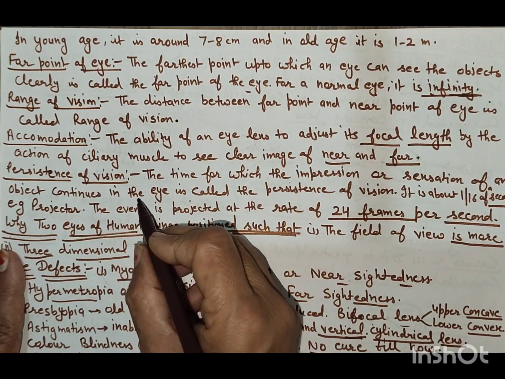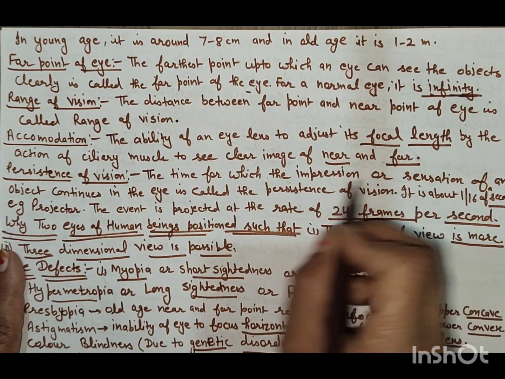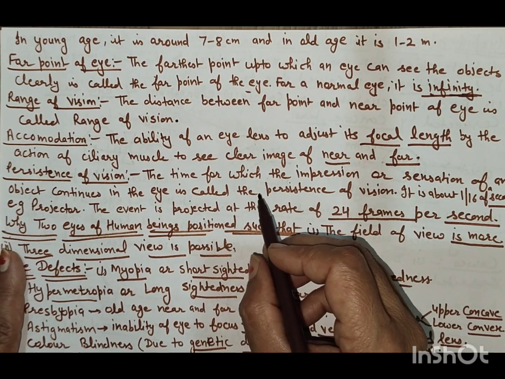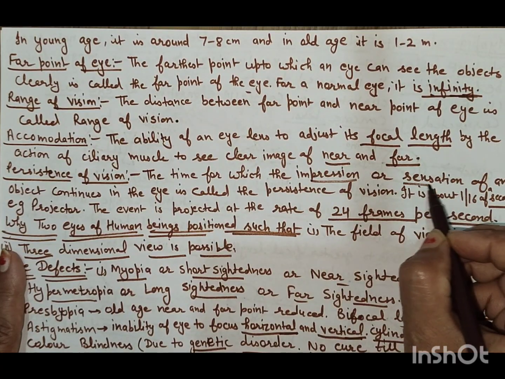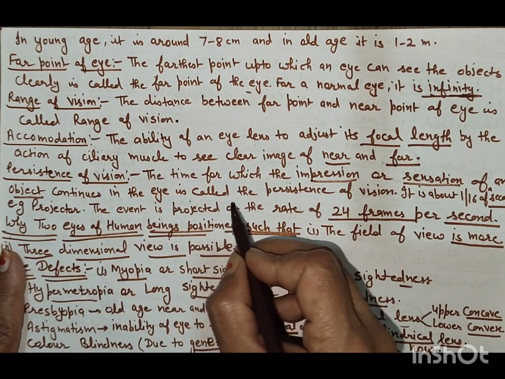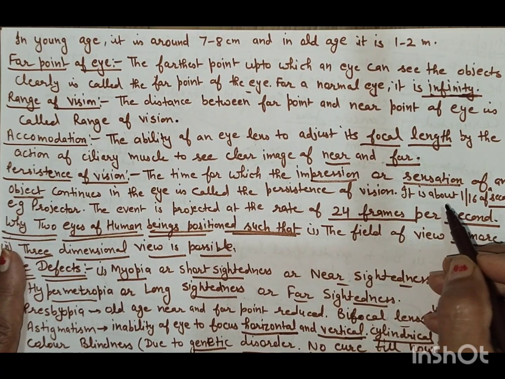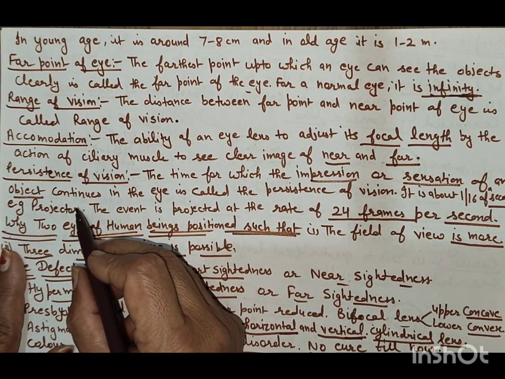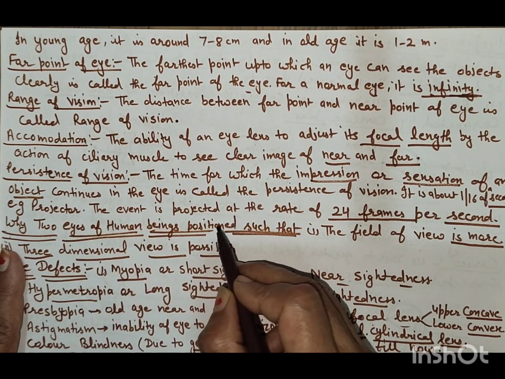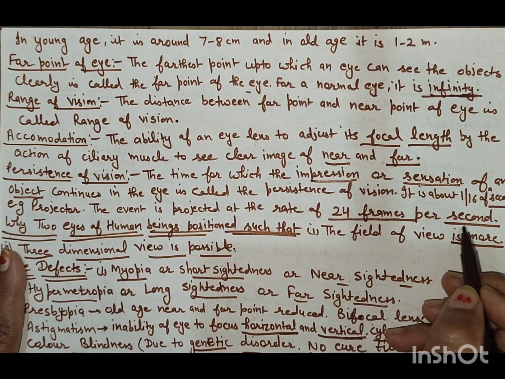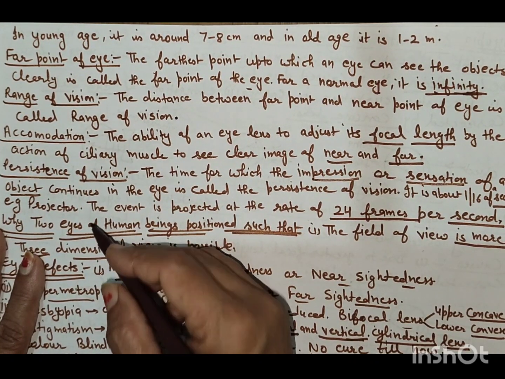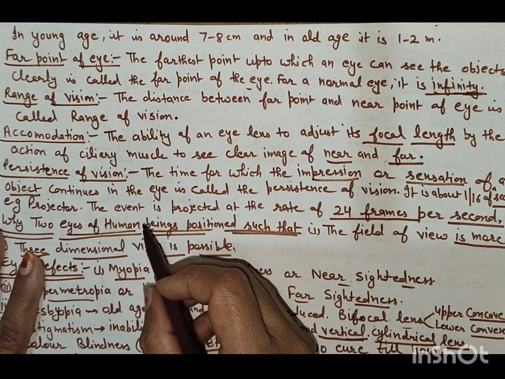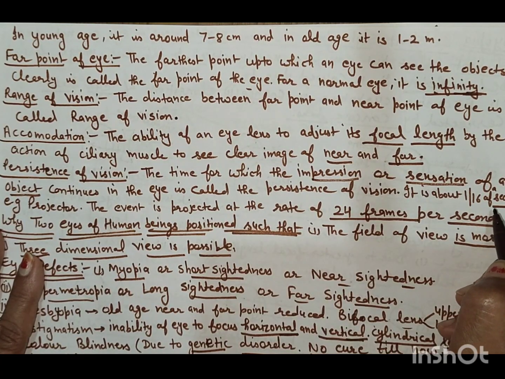Persistence of vision. The time for which the impression or sensation of an object continues in the eye is called persistence of vision, and it is about 1/16 of a second. You can understand it with the help of a projector. The event is projected at the rate of 24 frames per second. We can see movies due to this persistence of vision, because the impression of the object continues in the eye for 1/16 of a second.